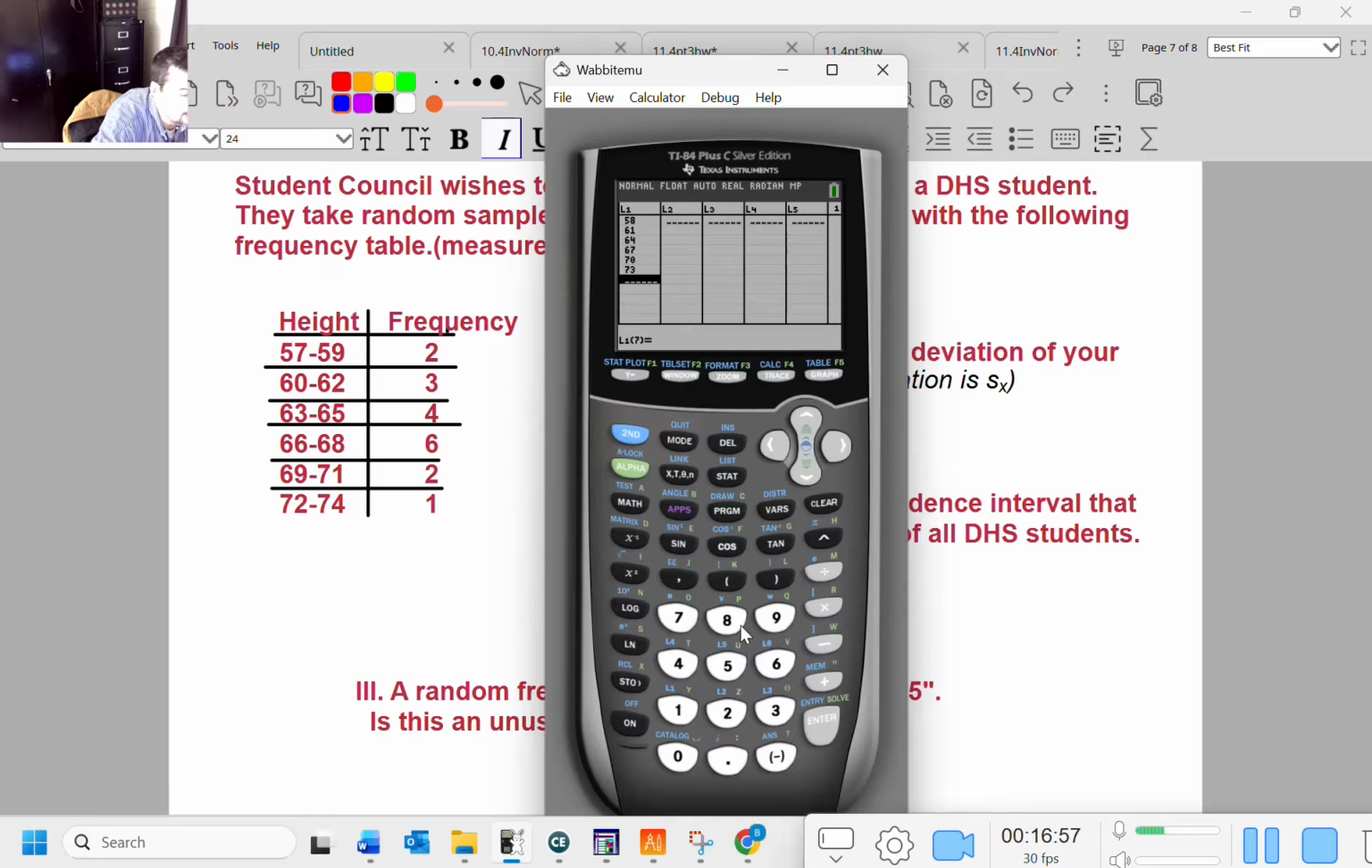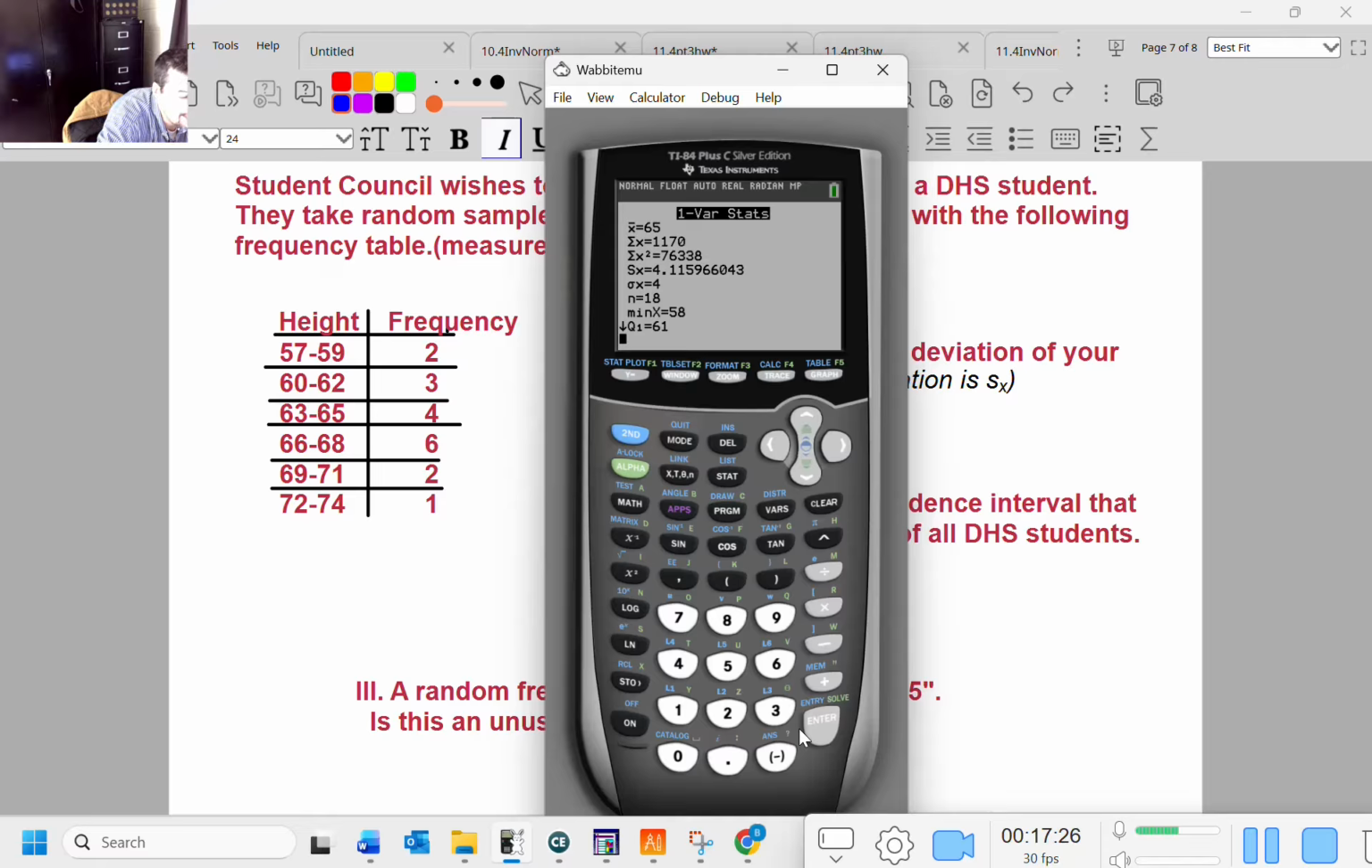All right. Then you got your frequency count. It goes 2, 3, 4, 6, 2, 1. And then we're going to quit. Second quit. We're going to go to stat, calc, 1-Var Stats. The frequency list is L2, so second L2. And we're going to hit calculate. And there's everything I need to know.